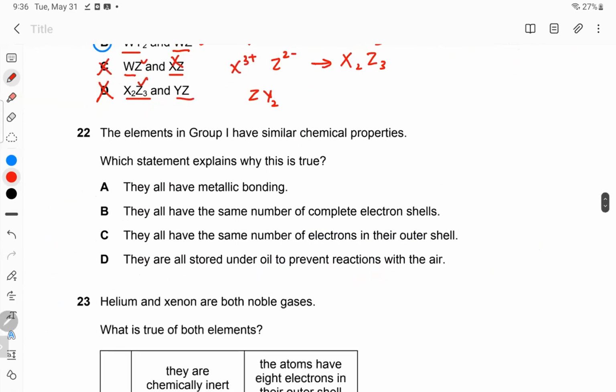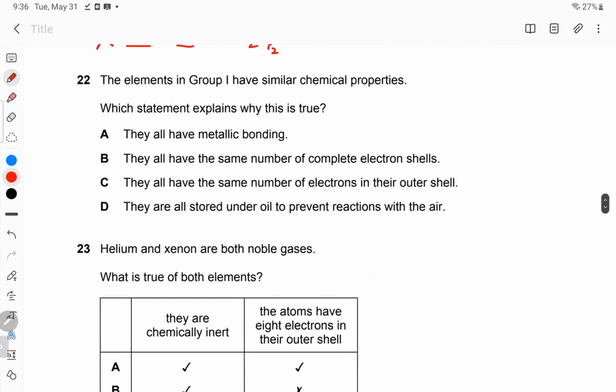Question 22. The elements in group 1 have similar chemical properties. Which statement explains why this is true? They all have a metallic bond. Yes, they do all have a metallic bond, but that isn't the reason, because group 2 also has metallic bonds. Group 3 elements and transition elements also have metallic bonds, but their properties are not similar. So A goes wrong.